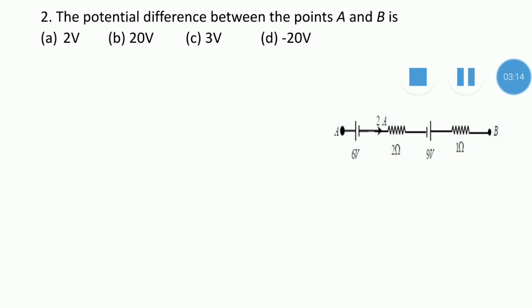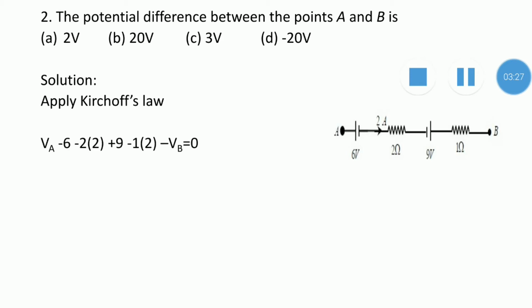Let us go for the solution. Apply Kirchhoff's law to the circuit. From point A to point B, we will get VA minus 6. Minus 6 why? Because the 6 volt battery is connected in the opposite direction to the flow of current. And you can see plus 9 because it is in the same direction of the flow of current. So when you do the calculation, we will get VA minus VB is equal to 3 volts. That is, option C is the correct answer.